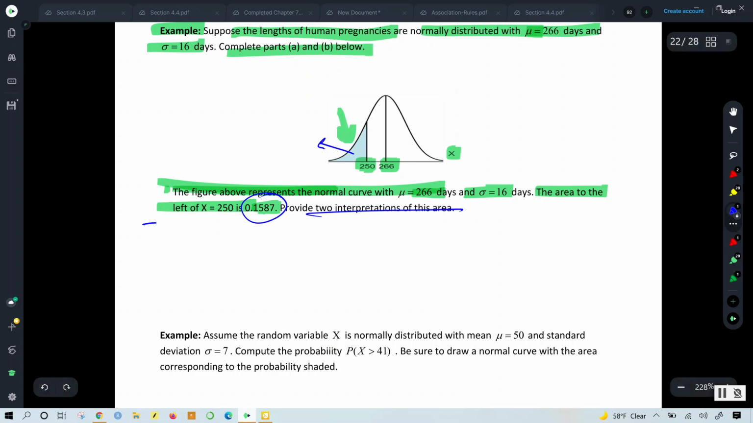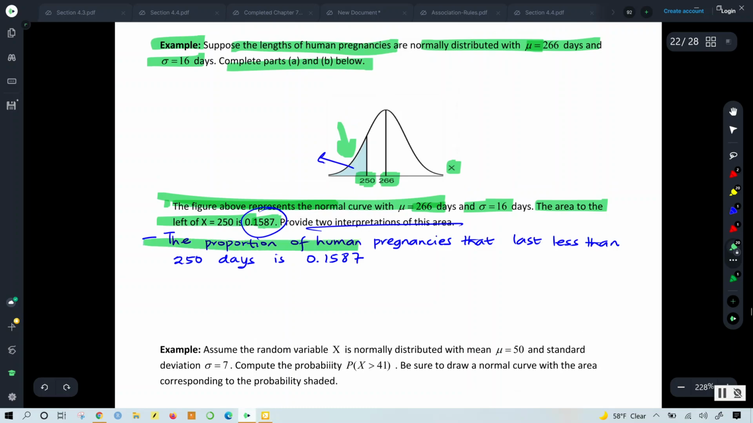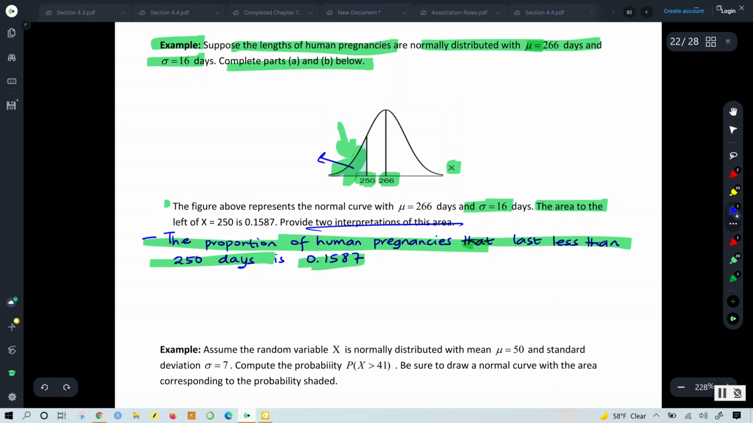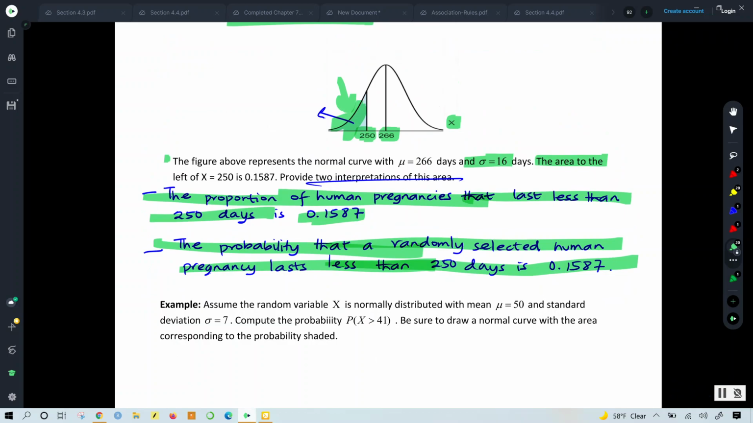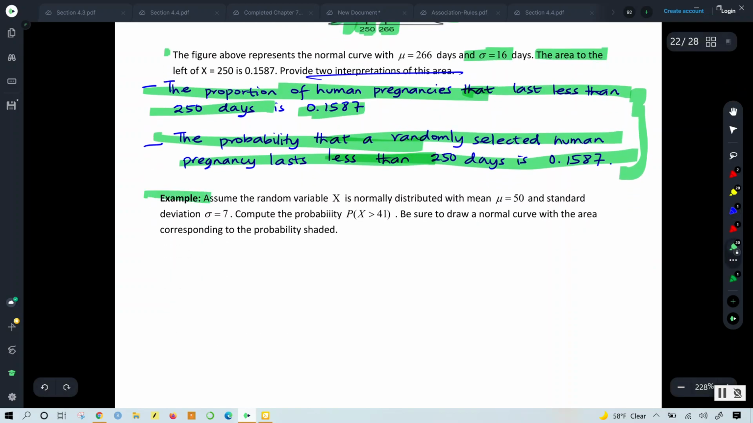We're to provide two interpretations of this area. Here we go. One: the proportion of human pregnancies that last less than 250 days in this region is 0.1587. That is one possible interpretation. And the second interpretation is that the probability that a randomly selected human pregnancy lasts less than 250 days is 0.1587. These are two possible interpretations of this region. We now proceed to the next example.